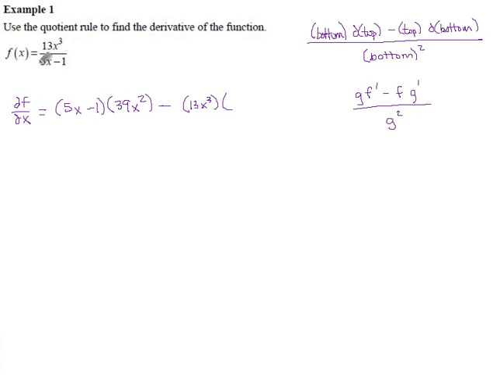Here you get 1 times 5x to the 0. And the negative 1 is a constant, so its derivative is 0. It just vanishes when it's differentiated. So bottom d top minus top d bottom all over the bottom squared. 5x minus 1 all squared.